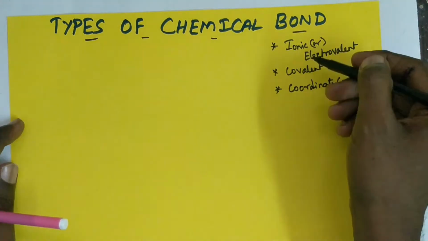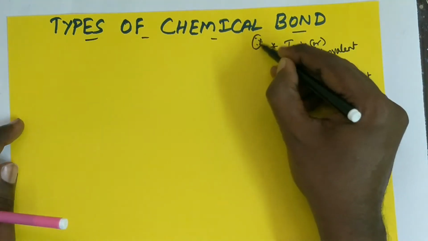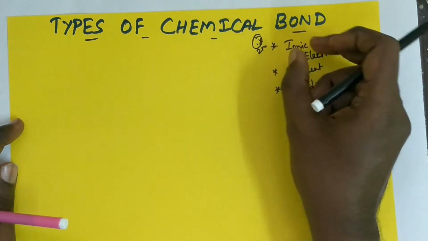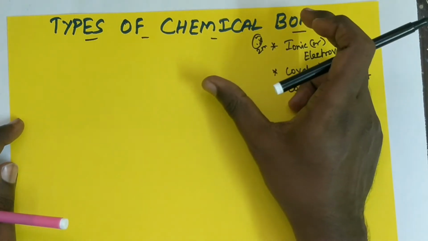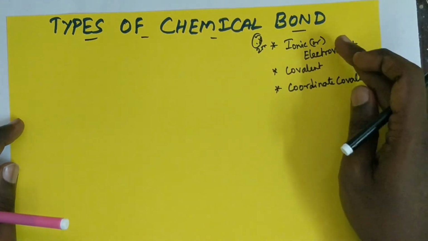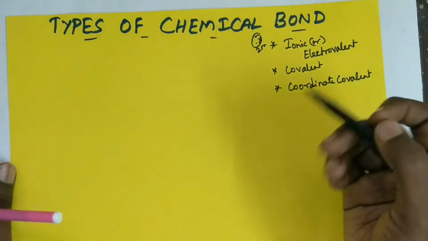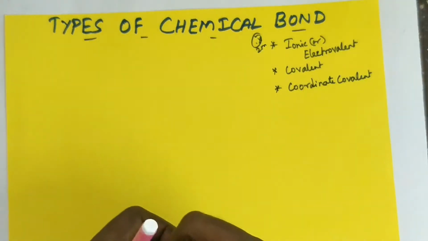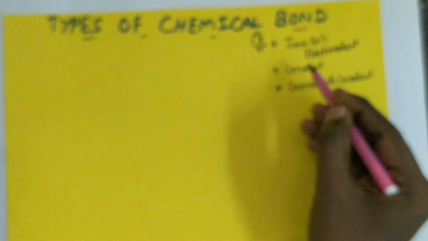So this one is important. Sometimes they will ask questions: what are the different types of bonds? How are chemical bonds classified? Suppose they ask how chemical bonds are classified, then you write these three types. Suppose they ask in detail, then you have to write it in detail. So let's start one by one.